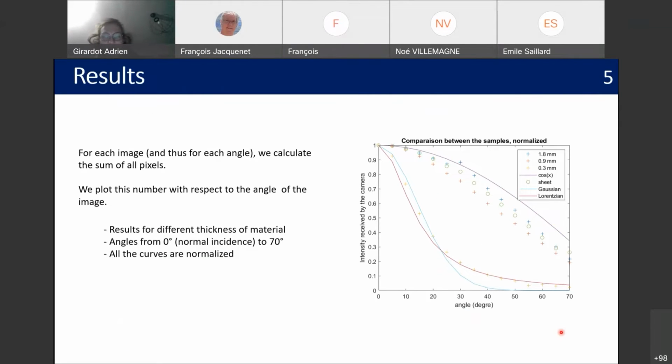So our results are presented on the following figure. We studied 3 different samples with 3 different thicknesses: the thinnest that we had, the thickest, and one between those two. As you can see, the profile is very different. And then we had to find a model that can fit those profiles.